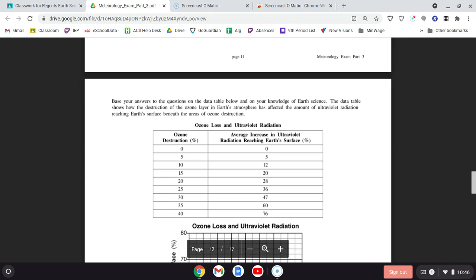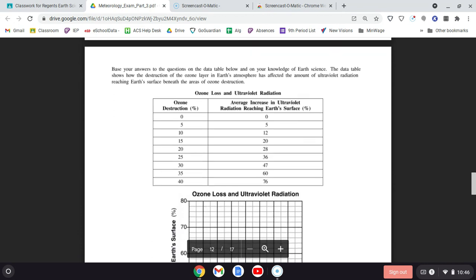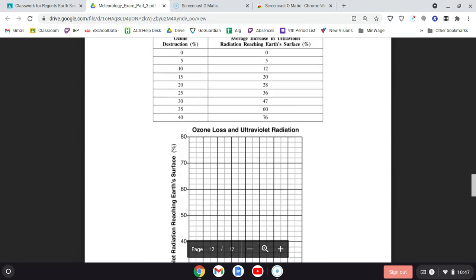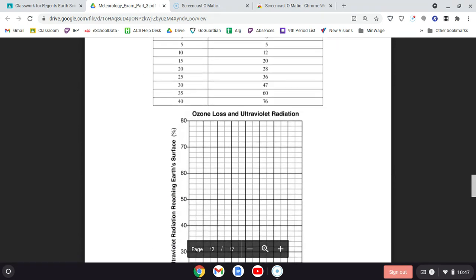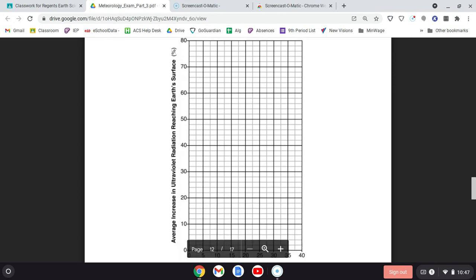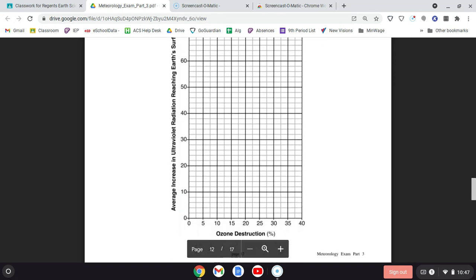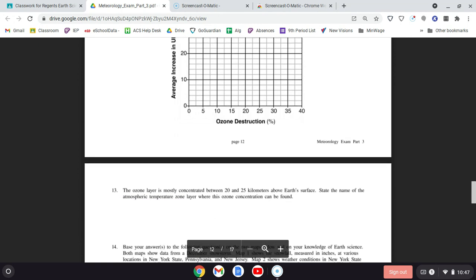Let's see, this next one, ozone loss and ultraviolet radiation. This data table shows us how the destruction of the ozone in our atmosphere has affected the amount of ultraviolet radiation that reaches the Earth's surface beneath the areas of the ozone destruction. It shows there's an average increase. So let's see what the question has to say.